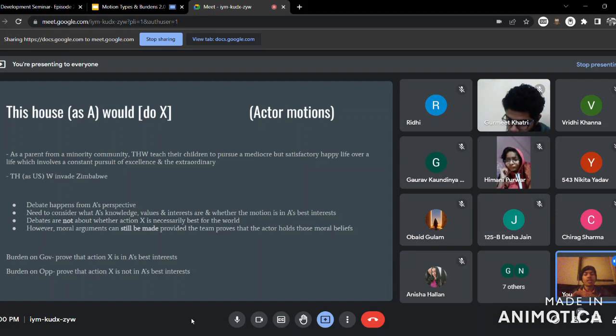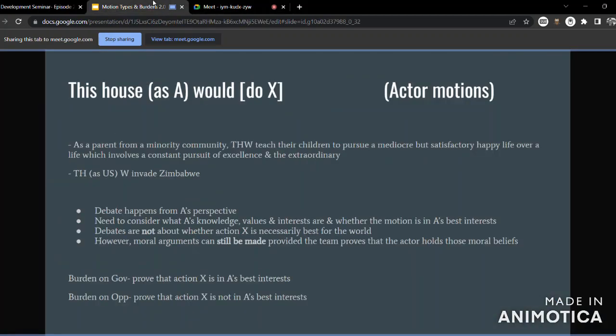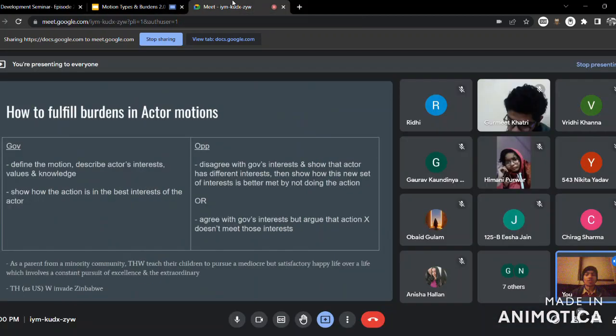So what you need to do is, if you're running a moral argument in an actor motion, you need to provide reason as to why this actor is likely to hold that moral belief, and therefore they would want to fulfill that moral belief, or even if it's against their self-interest, they would want to uphold that moral belief and do the right thing and be fair, things like that.